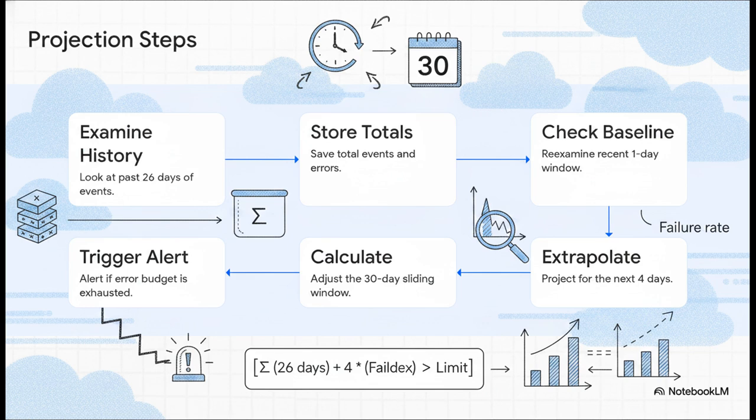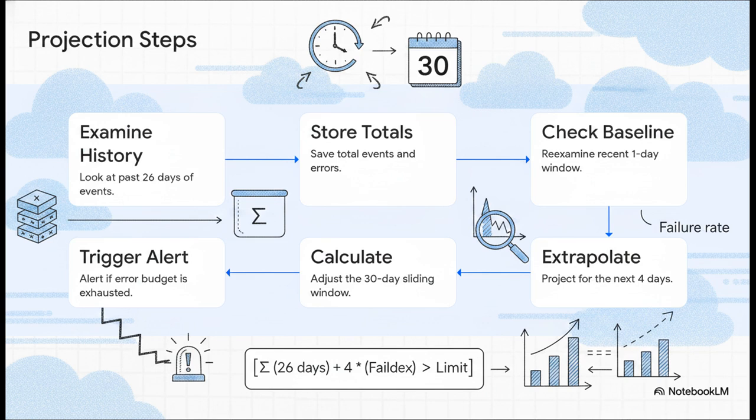Step 3, you find your current failure rate over the most recent 1-day window. Step 4, you multiply that current 1-day rate to confidently project out the next 4 days. Step 5, you add those projected 4 days back to your historical 26 days to get an adjusted 30-day window. Finally, step 6, if that newly synthesized 30-day total exceeds your 438 allowed failures, the system triggers the alert.